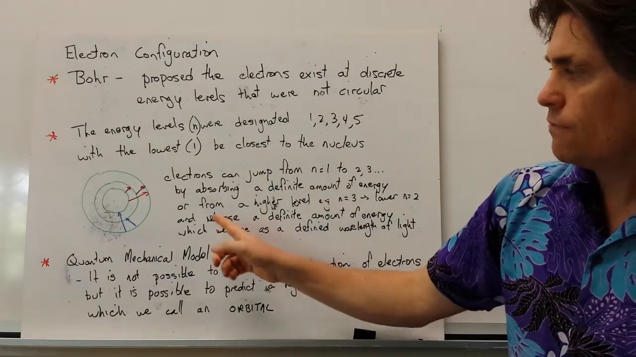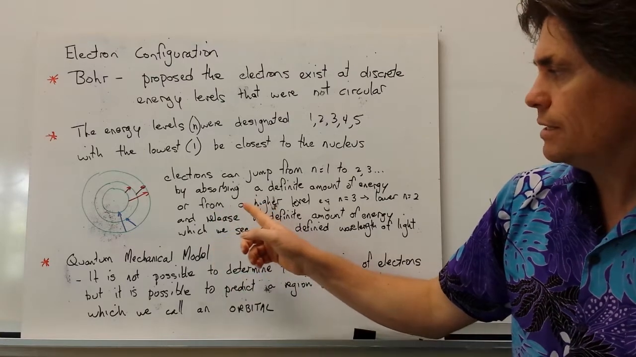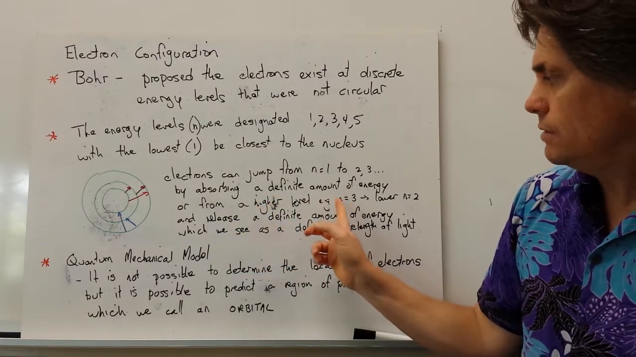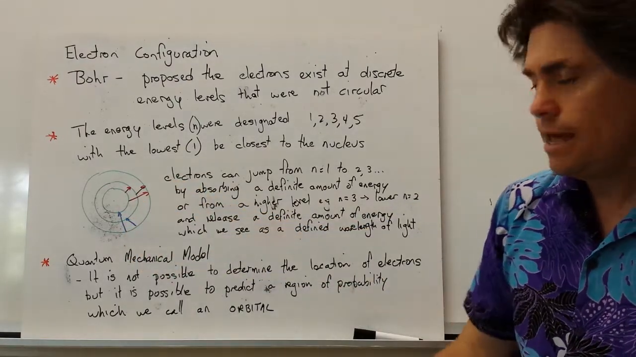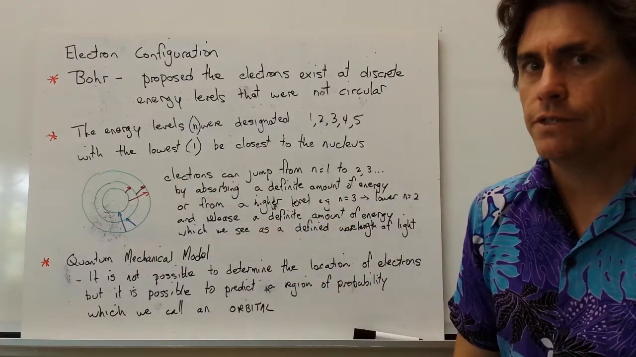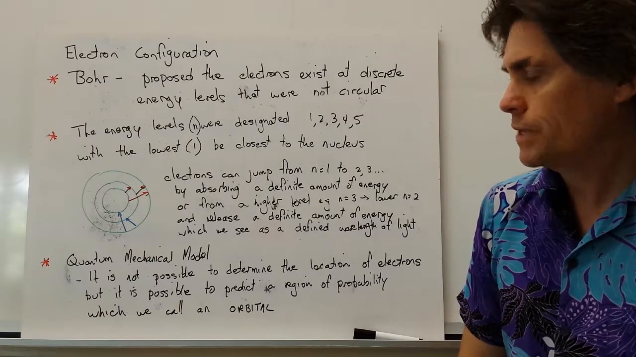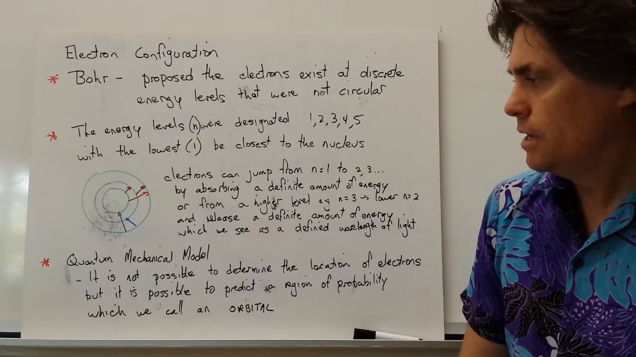He got this from observing what happens when an electron jumps from a higher level, so let's say from level number 3 down to level number 1, and a photon of light of a discrete colour was given out. He based this on the hydrogen atom.